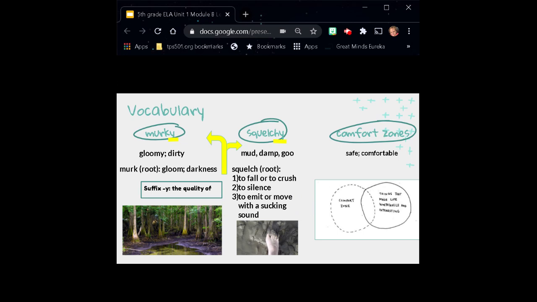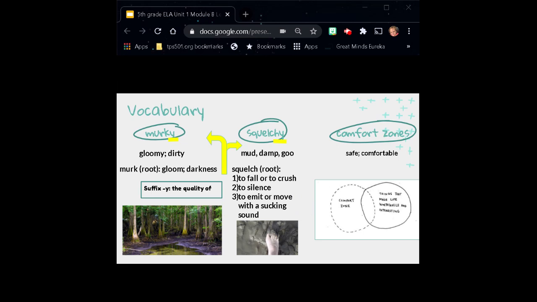Okay, you see, we have comfort zones. I want you to close your eyes and picture in your mind the best place you love to be. Did you think of it? When you are there, what is it like? It's probably calm and still, refreshing, quiet. You might even have your PJs on.